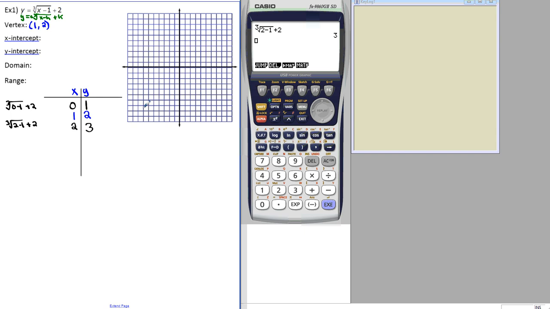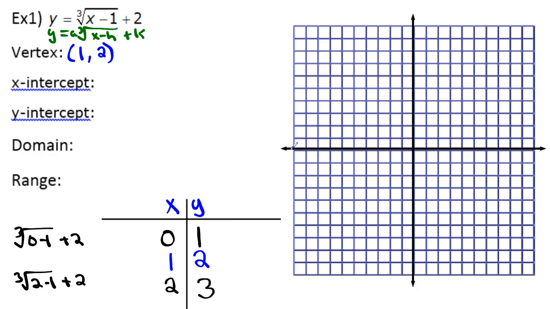Now we have enough values here to graph this. This is all we need. We don't need to go any farther. We can, but really we're just getting a quick sketch of it. So let's go ahead and actually sketch this out, and then we'll look at these other things we've got to find: the x-intercept, the y-intercept, and of course the domain and range.